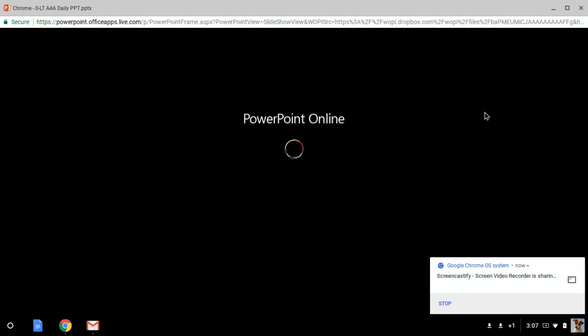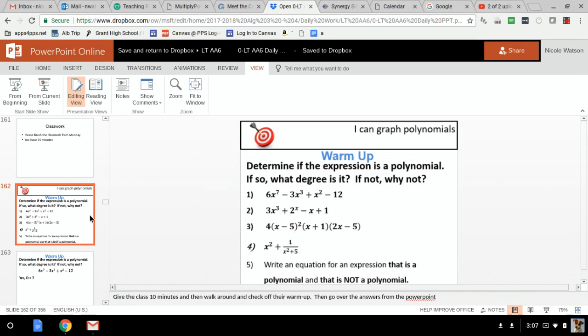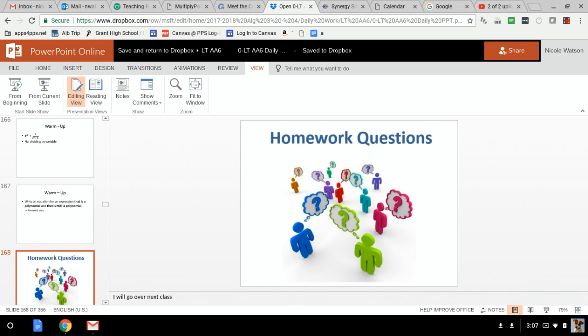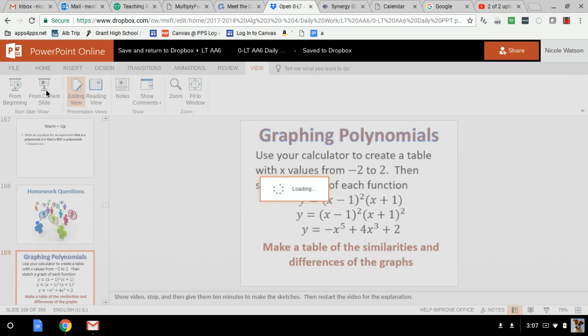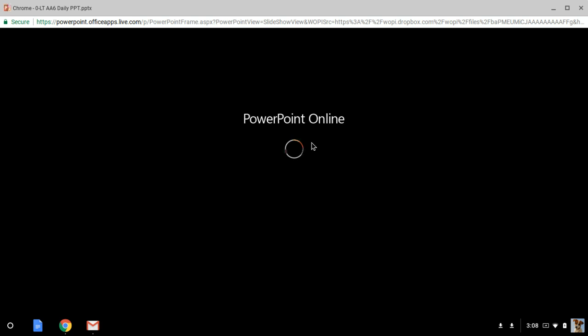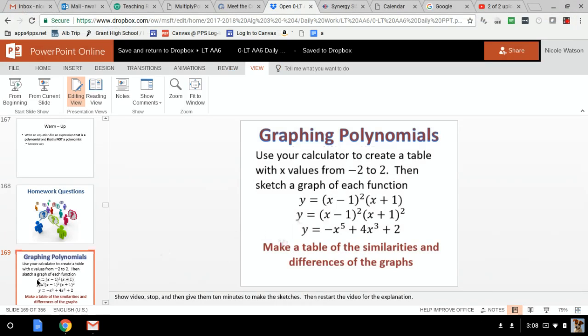It'll take a moment for it to load here, but hopefully you've gotten to this point right here. We are going to talk first about graphing polynomials. Okay, let's see if it works better here. There we go. So we're going to be graphing polynomials right here. Oh, I ran into a problem, so I guess it's not going to be full screen.